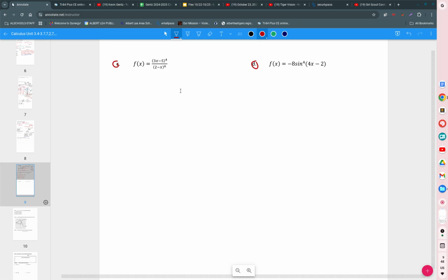What rules do I need to use here? The quotient rule, right? Yeah. So the quotient rule is f prime g minus g prime f all over g squared.